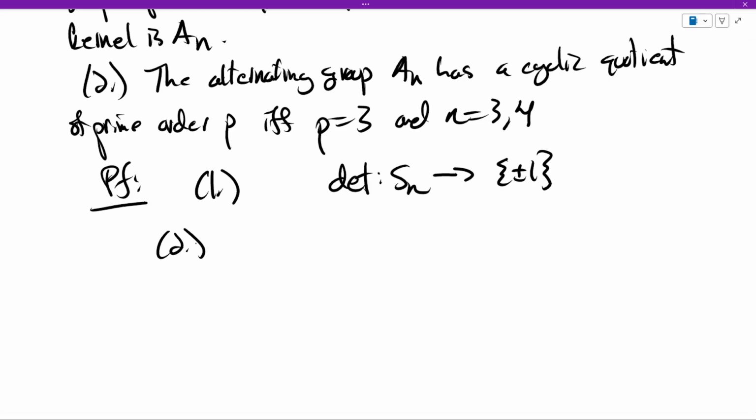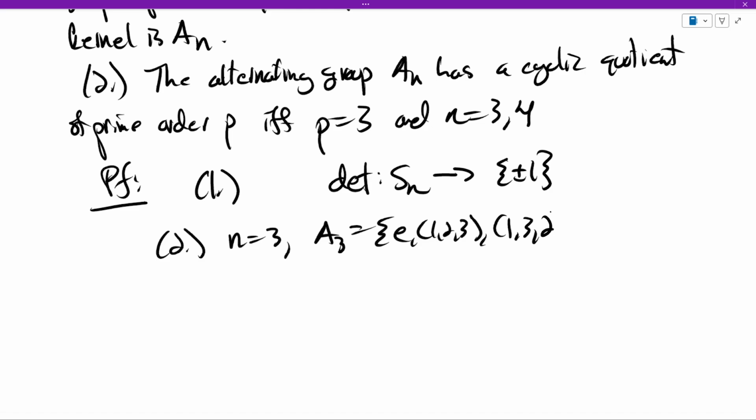And then for 2, if n is 3, A3 is cyclic, generated by the permutation (1 2 3). And so the quotient is just itself. You can quotient to yourself. And when n is 4, there is a normal subgroup, and I always forget how people like to denote this. Let me just look real quick.